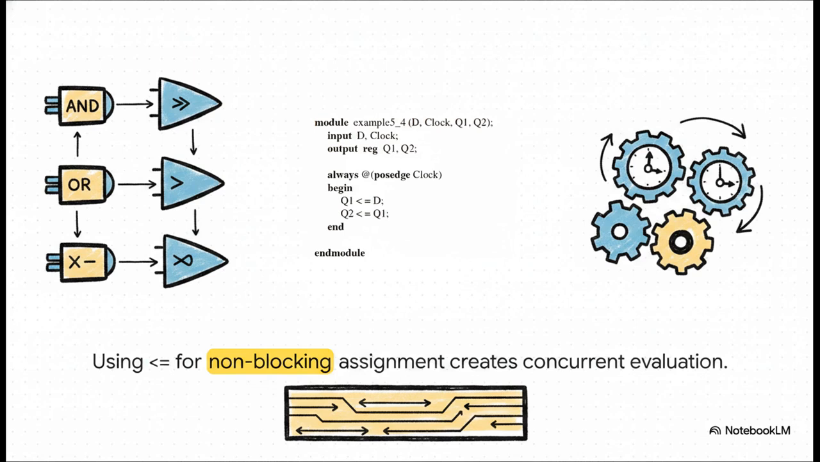So how do we stop our hardware from pulling a disappearing act? Simple. We use the non-blocking assignment operator. That's the less than or equal to sign.